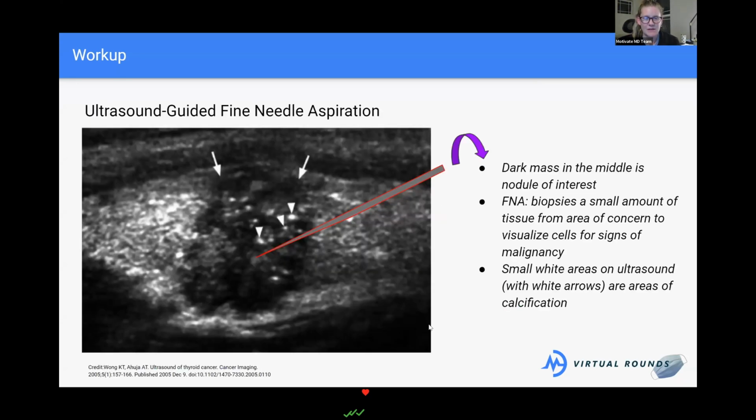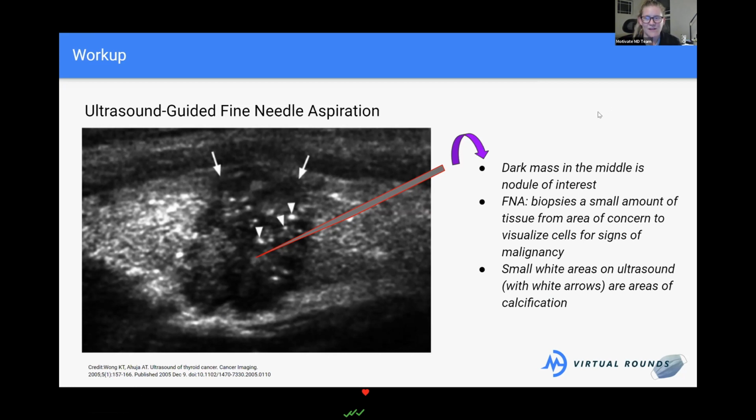So this is an example image of what an ultrasound of the thyroid looks like, specifically in an abnormal nodule. This darker area that you see in the middle here with irregular borders and irregular coloring, or echogenicity is the formal name for it, is the nodule that we're interested in. And you can see that there are these little white areas scattered throughout.